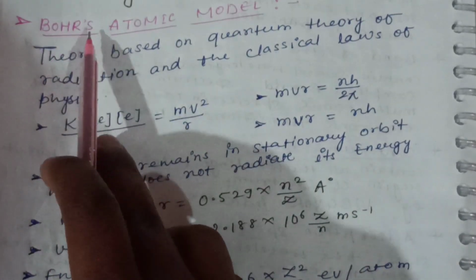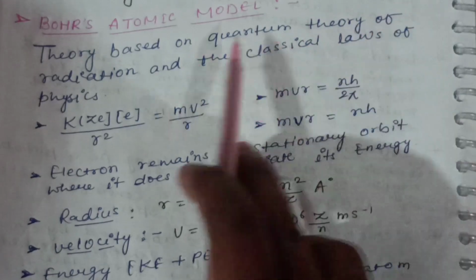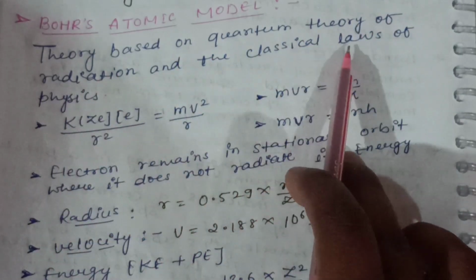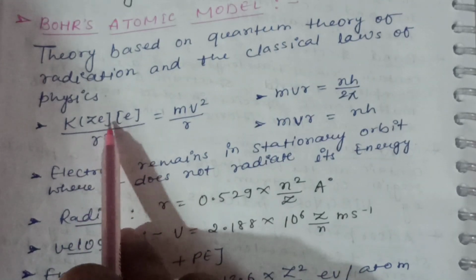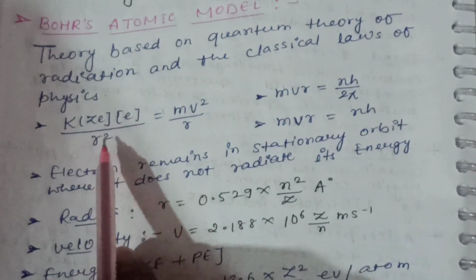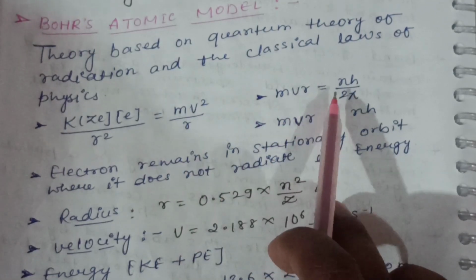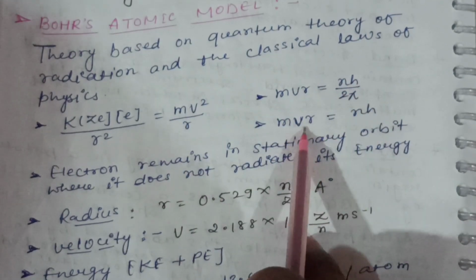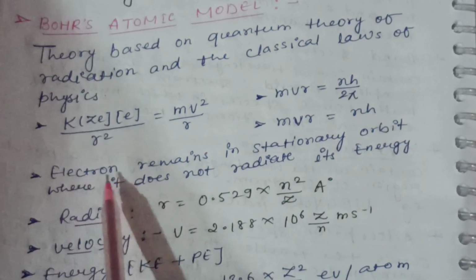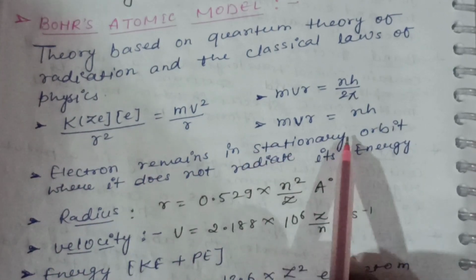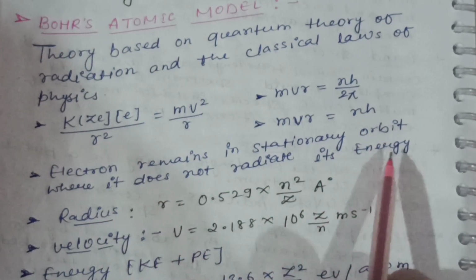Now, Bohr's atomic model theory is based on the quantum theory of radiation and the classical laws of physics. K(Ze)(e)/r² = mv²/r. mvr = nh/2π. That is, angular momentum mvr = nh/2π. The electron remains in a stationary orbit where it does not radiate its energy.